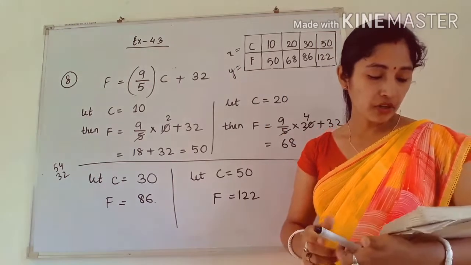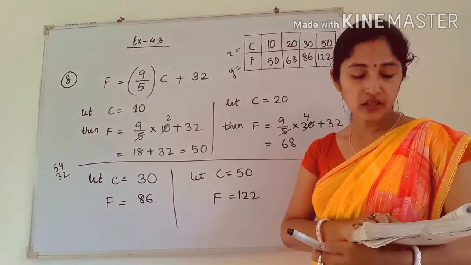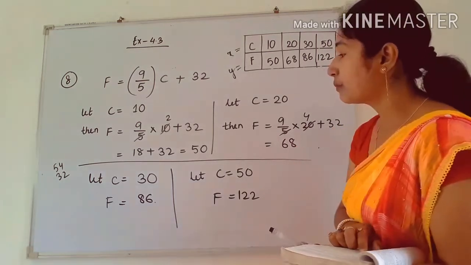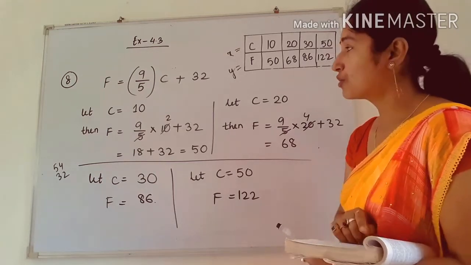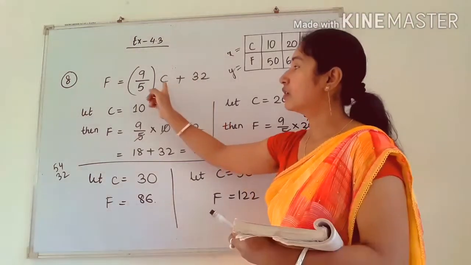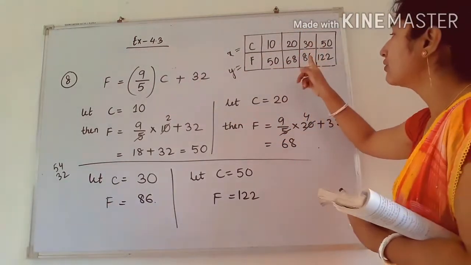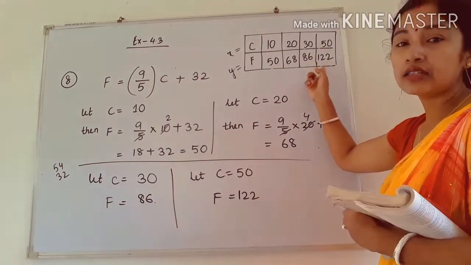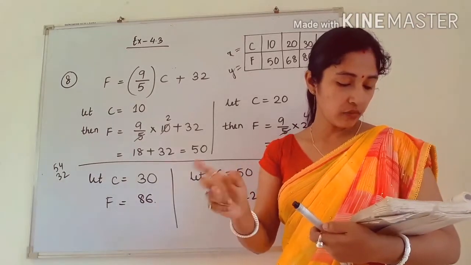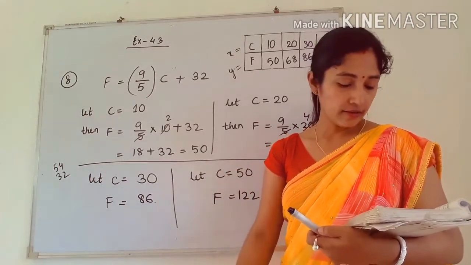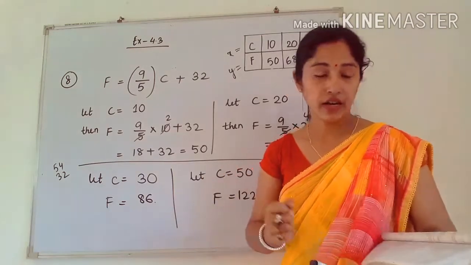So next, number 2, what is the question given? If the temperature is 30 degrees Celsius, what is the temperature in Fahrenheit? So you have to put 30 in place of C. Already we have done this. So what is the Fahrenheit temperature? It is 86. So you have to do the calculation in question number 2, and in that way you can easily find the temperature in Fahrenheit.